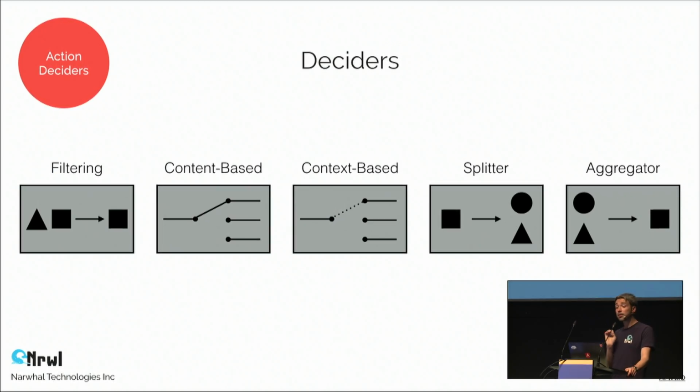Anyway, so these are the most common deciders we tend to see when we build our applications with NgRx. The filtering decider uses the action type, essentially to process actions only of the type. The content-based decider uses the payload of an action to map one action to another one. The context-based decider uses the environment itself to map one action to another one. The splitter maps an action to an array of actions, and the aggregator does the opposite, takes an array of actions and creates one action out of it.